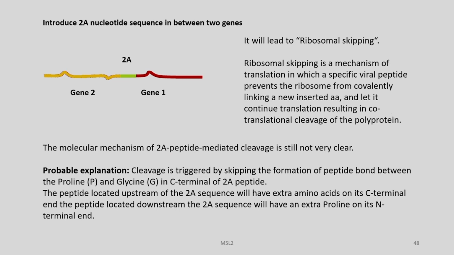There is a probable explanation put forward by some of the scientists. The cleavage is triggered by skipping the formation of the peptide bond between the proline and glycine in the C terminal of the 2A peptide. The peptide located upstream of the 2A sequence will have extra amino acids on its C terminal, and the peptide located downstream of the 2A sequence will have an extra proline on its N terminal end.